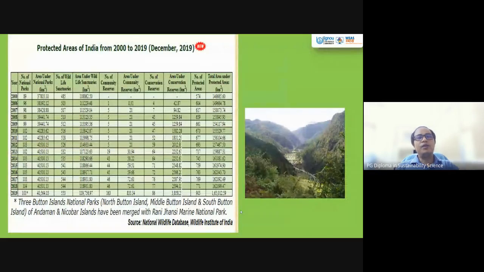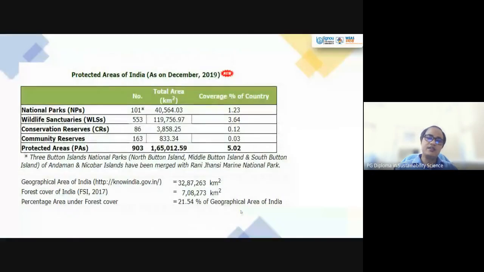Right. If you look at this figure, exactly how in 2000 we used to have 146,665 square kilometers only, right? In 2019 we have 165,012, meaning it is increasing. This is how the coverage of protected areas in different categories is increasing. See here, the number of wildlife sanctuaries was only 485 in 2000. Today, in 2019, the latest figure is 553. So in that way, conservation effort is increasing.